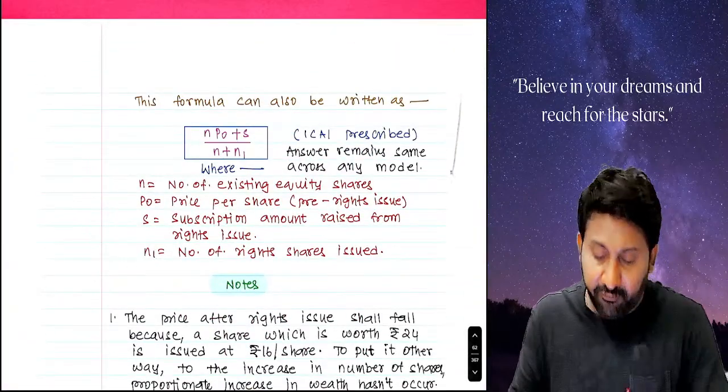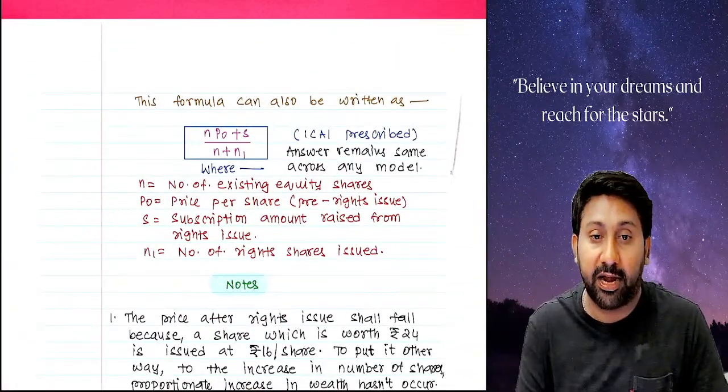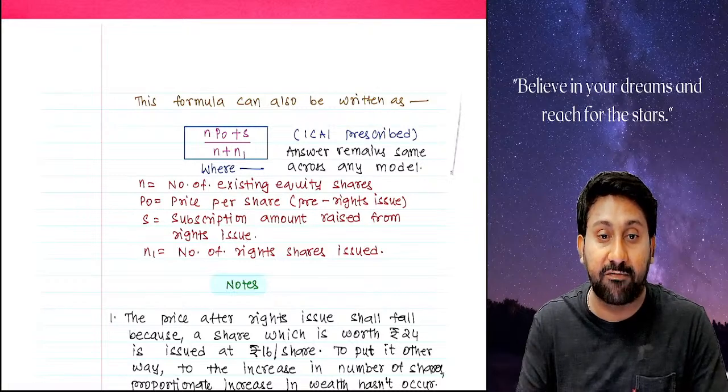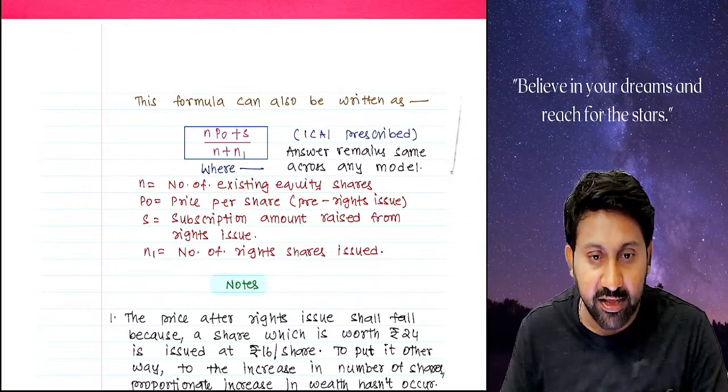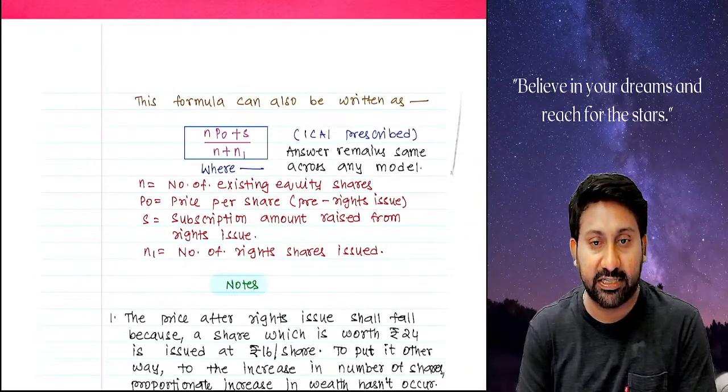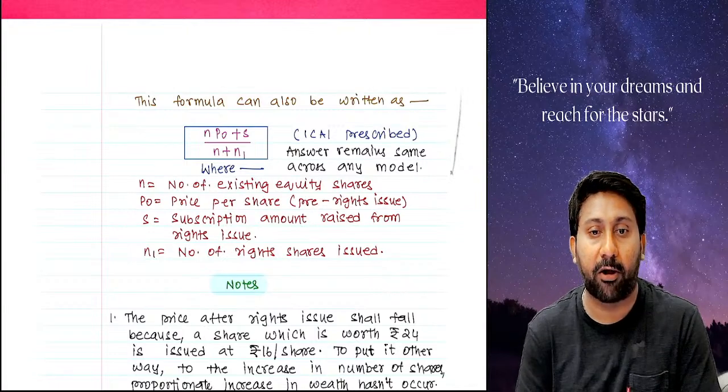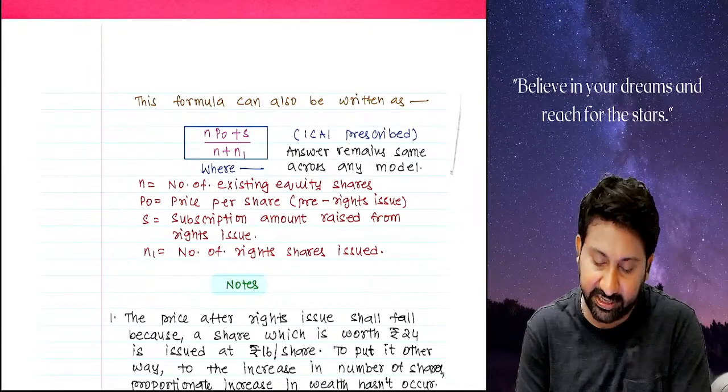Next. Very important. Theoretical price of the rights alone. What is it? How will this particular point apply? Theoretical price of the rights alone.